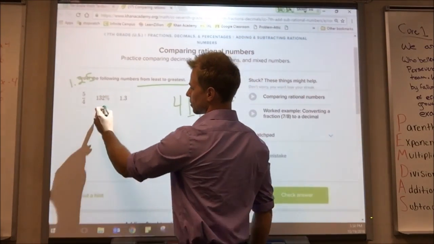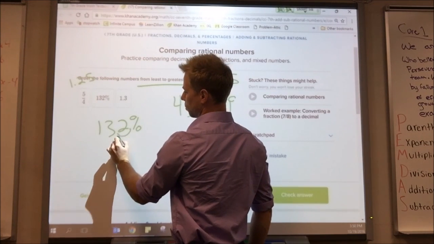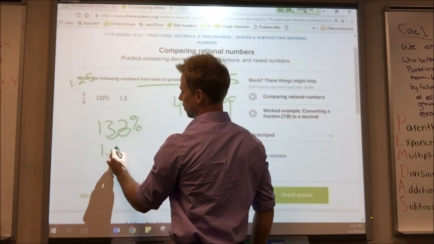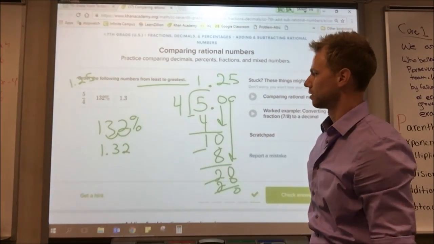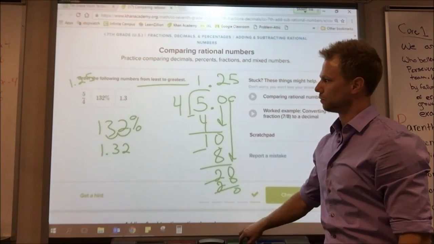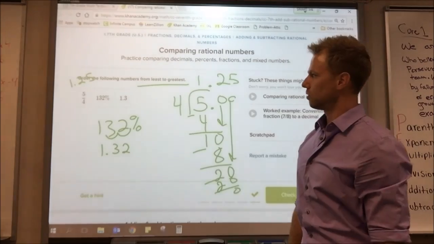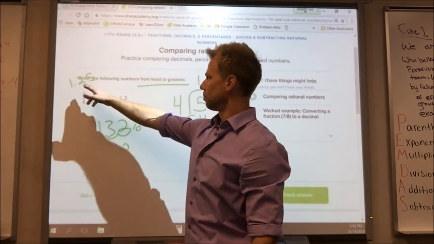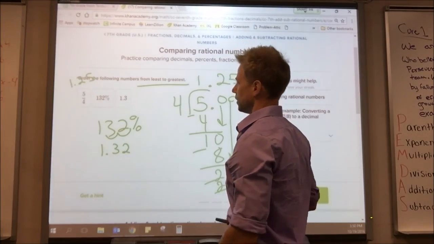132% as a decimal. We just move our decimal place twice to 1.32. Move it to the left twice. And then 1.3 is already a decimal. Okay, so the smallest decimal would be the number closest to 0, which would be 1.25. So that one's actually first.